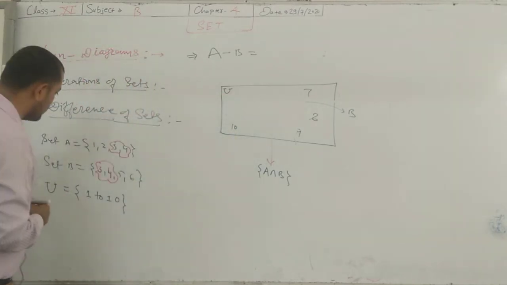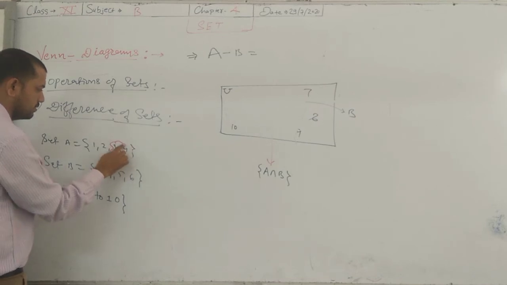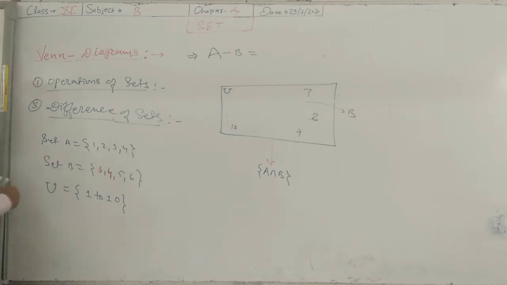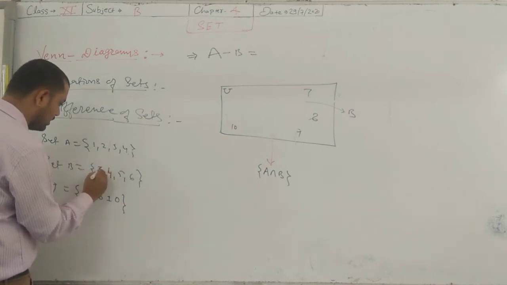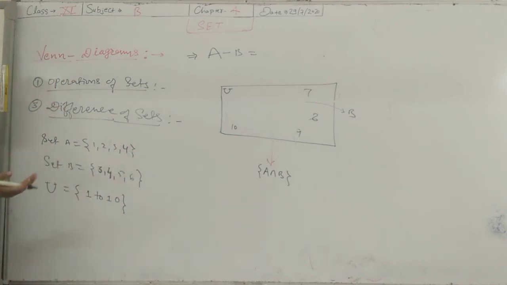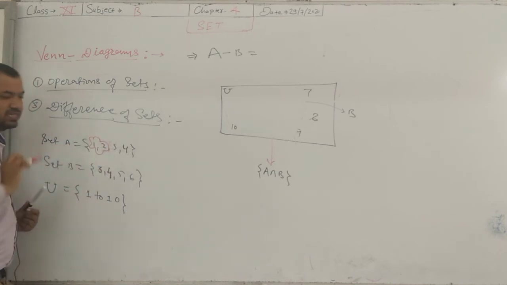A minus B is basically defined as those elements of set A which are not present in set B. Listen again: those elements of set A which are not present in set B. It means we are talking about the elements 1 and 2, which are not present in set B. That's called A minus B.